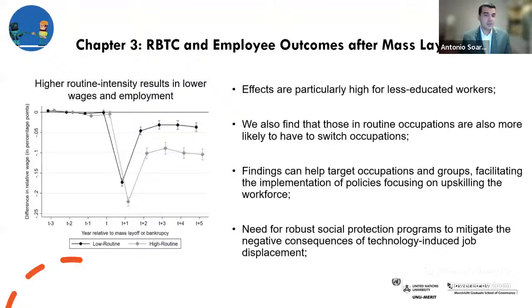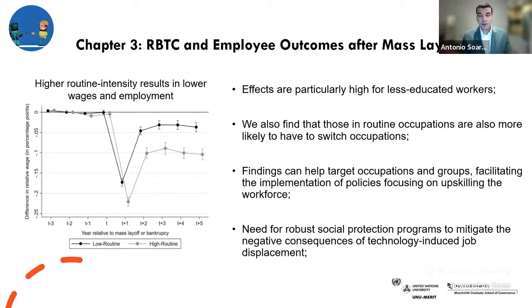The figure on the left summarizes the main result. Workers in high routine occupations are more impacted after a mass layoff, suggesting that because of the declining demand for those occupations, it's harder for them to find a new job. And when they do find a new job, they receive lower wages. We find that these effects are particularly high for less educated workers. And we also find that those workers in routine occupations are more likely to have to switch occupations. Another sign that because of the declining demand, they must find opportunities in different jobs.